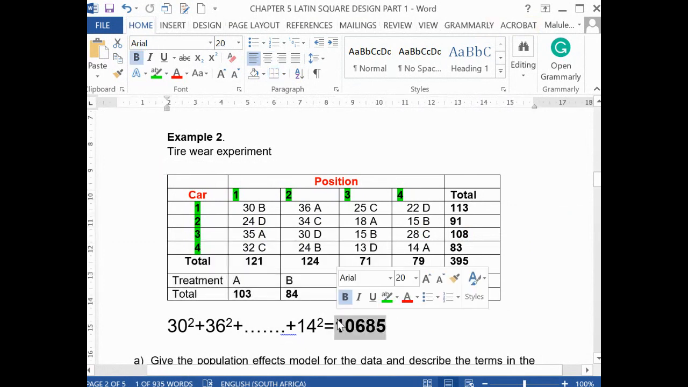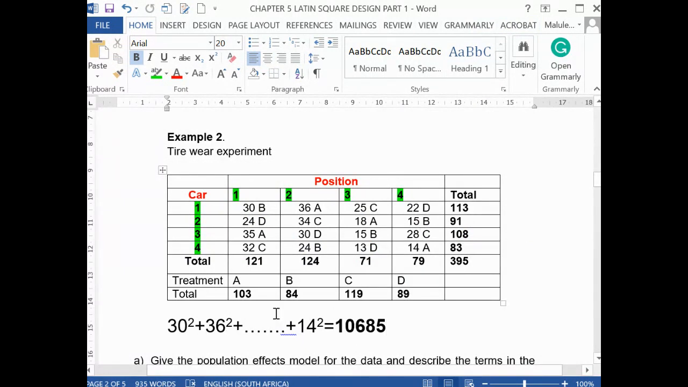I want to move to the whiteboard. Can you please copy these values? Not strictly the table, just have the totals for the cars, the totals for the positions, and the totals for the treatments. And that's 10685.